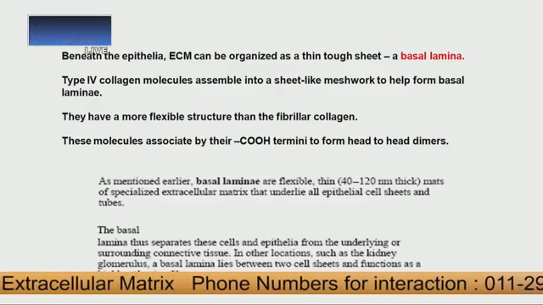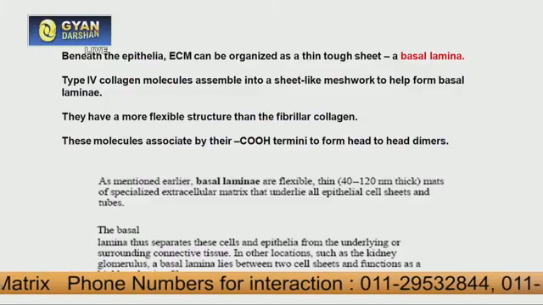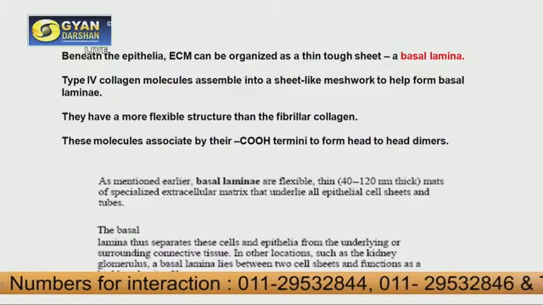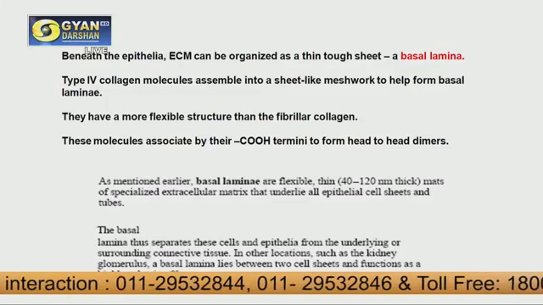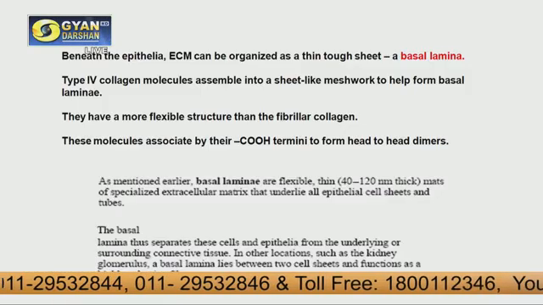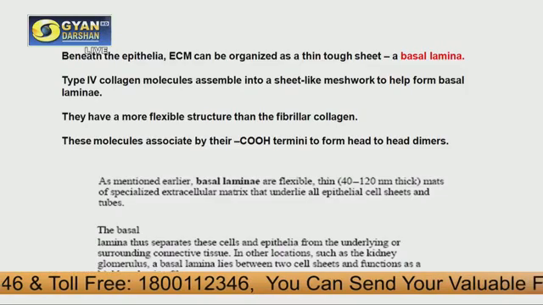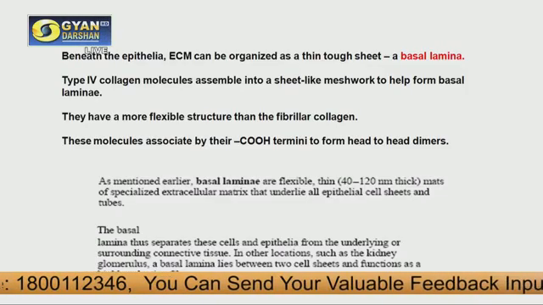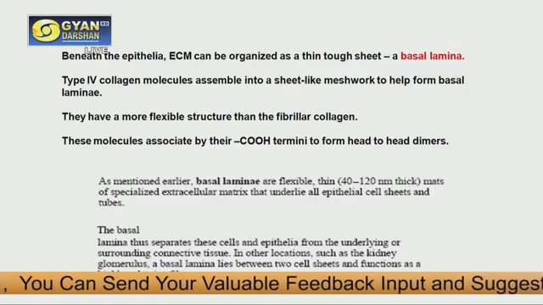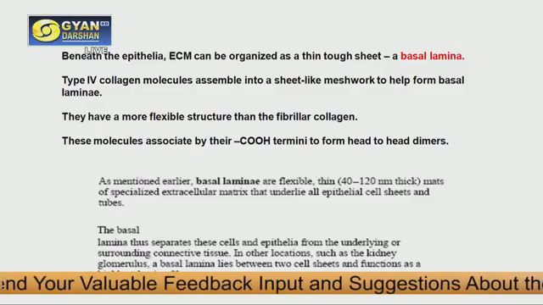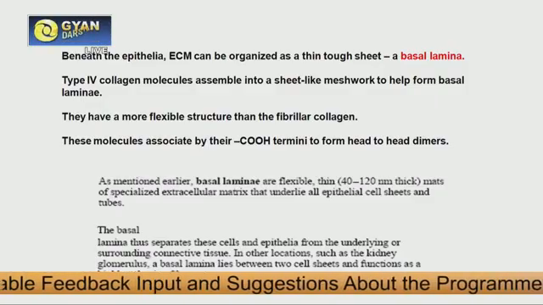So in basal lamina you have the type 4 collagen, but apart from that you have some other proteins also, and that is laminin, which we are going to discuss now. So they have a more flexible structure than the fibrillar collagen. These molecules associate by their carboxyl termini to form head-to-head dimers.